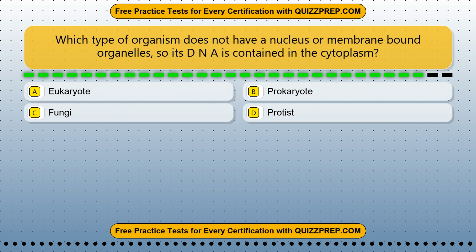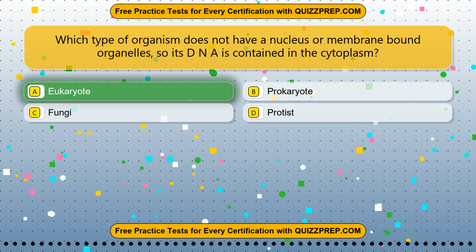Question 34. Which type of organism does not have a nucleus or membrane-bound organelles, so its DNA is contained in the cytoplasm? Option A, eukaryote. Option B, prokaryote. Option C, fungi. Option D, protist.